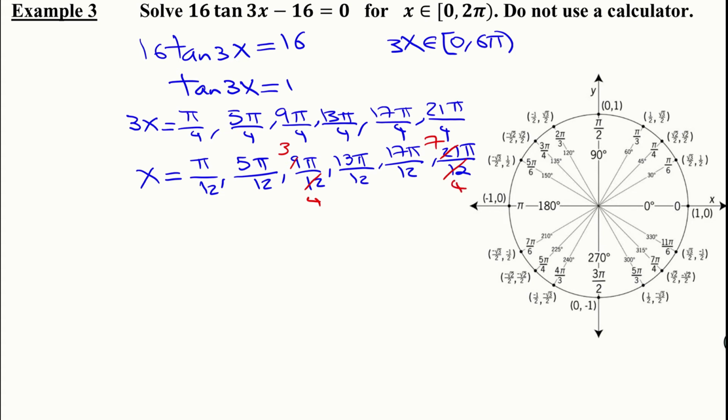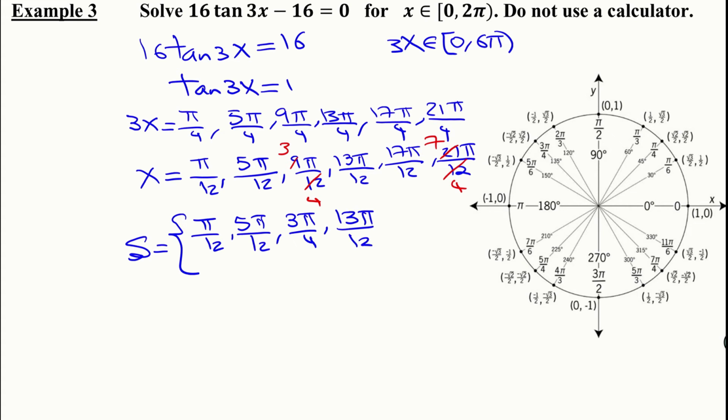So to present the solution in a professional manner, let's go ahead and make a solution set. We didn't do that for the previous couple of problems, but it's always a good idea to do it. So we can just put pi over 12, 5 pi over 12, 3 pi over 4, 13 pi over 12, 17 pi over 12, and 7 pi over 4.